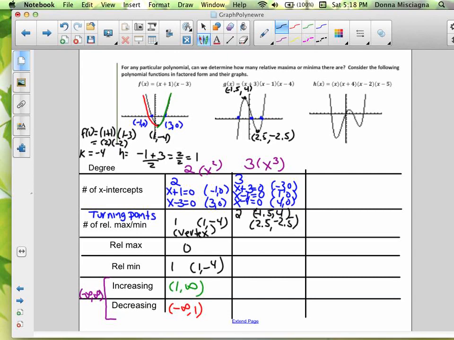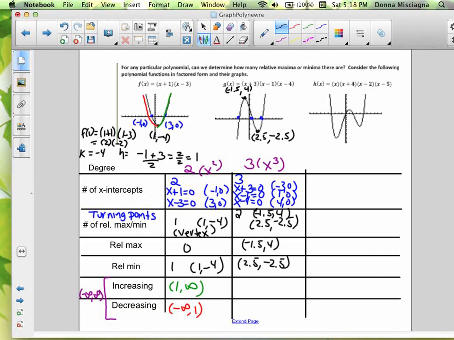Relative maximums, all right, so that we look for, do we have a high point? We do have a high point. That high point, that little peak there, is at negative 1.54. And then we have a relative minimum, a low point, 2.5, negative 2.5. Notice that the relative max has a positive y value, and the relative min has a negative y value. Now, that's not going to necessarily always be true.